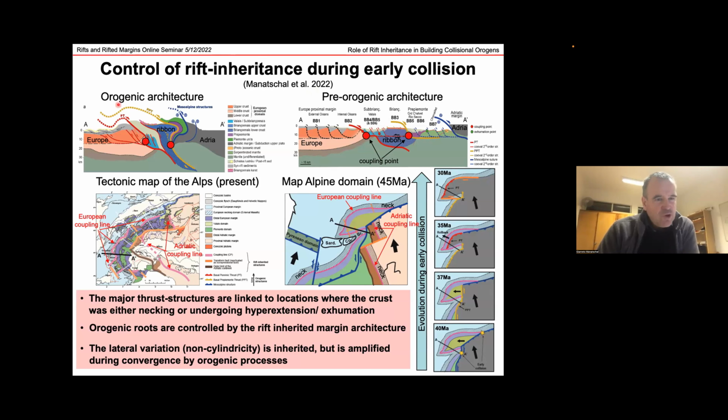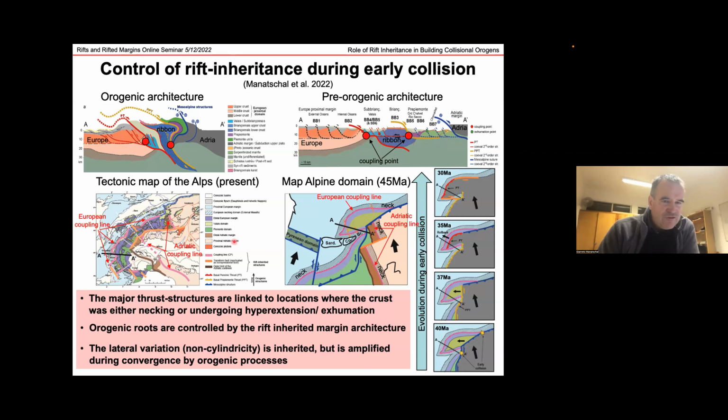And I try just to show you that we see very similar things as what we saw just before. In the Western Alps, we have a sort of ribbon, the Briançonnais ribbon. This ribbon was between two hyperextended domains. And during the convergence, we can see that this ribbon was less deformed, and the more deformed domains were those that were in between. But we can map these coupling points, the necking zones, for Western Europe, but also for the Adriatic system.